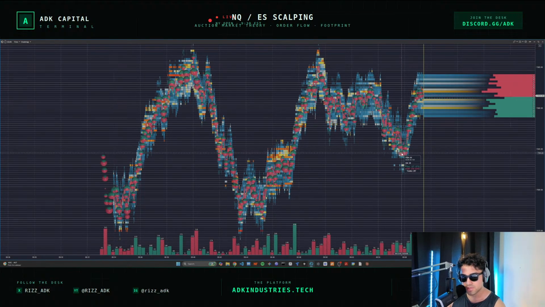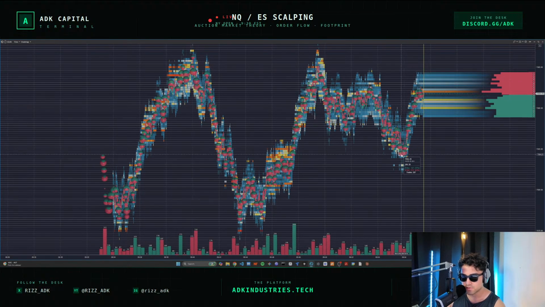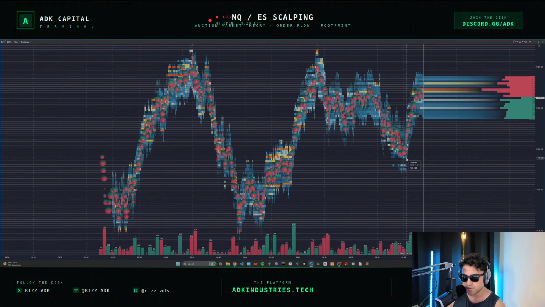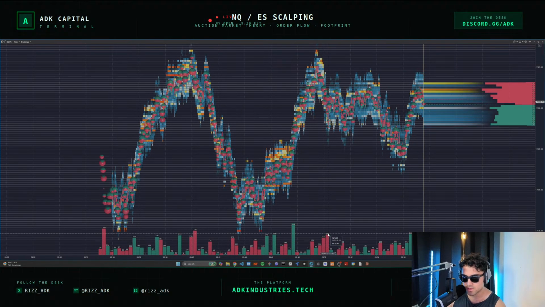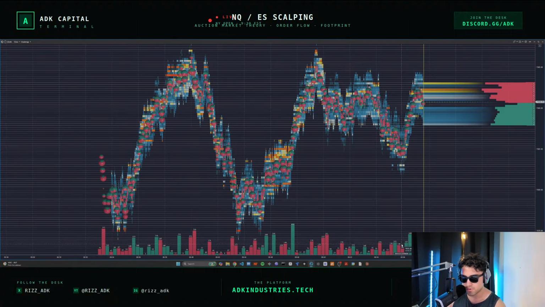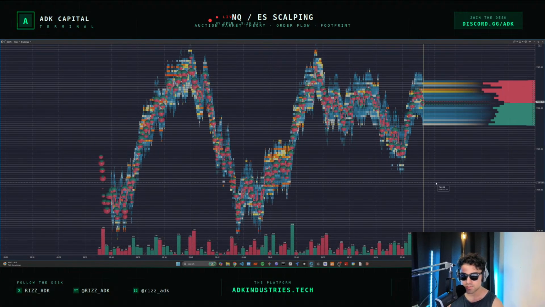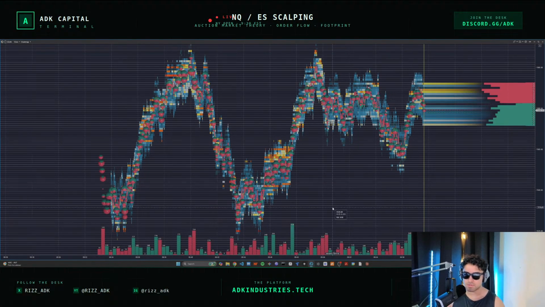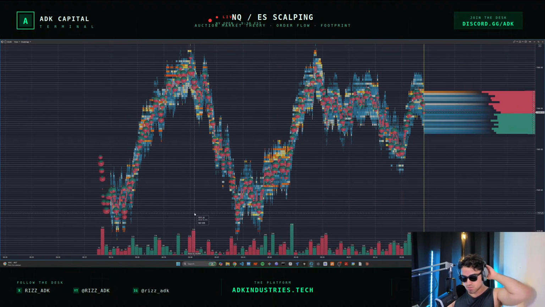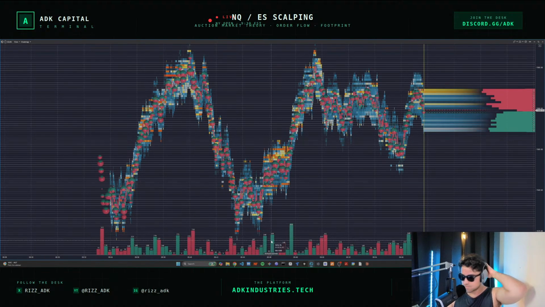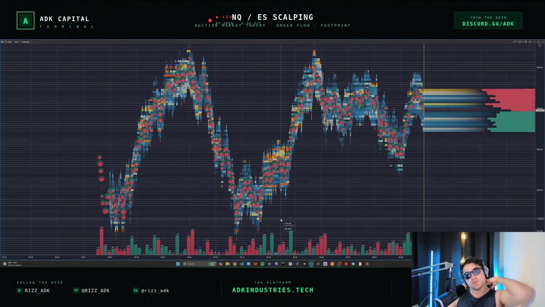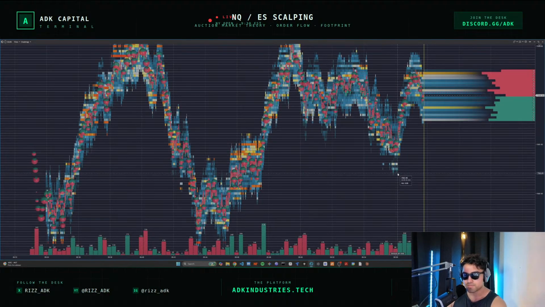So sellers came in, they got exhausted. See the volume drying up from these sellers. Volume drying up. So we can say we see some exhaustion in the market, right? See the volume drying up. I mean the volume drying down. So we see some exhaustion in the market.